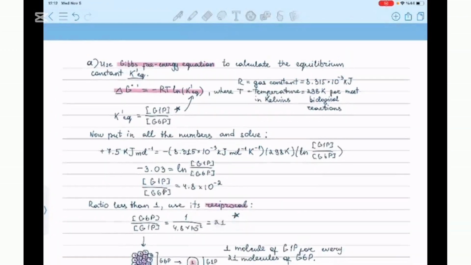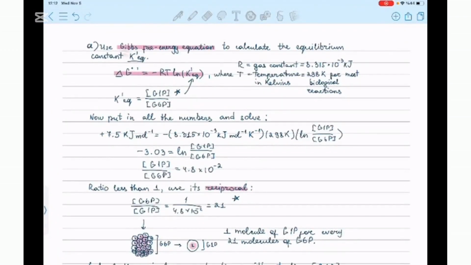For the first part of the question, we're going to be using the Gibbs free energy equation to calculate the equilibrium constant. This is the equation where R is the gas constant, T is the temperature in kelvins, this is the Gibbs free energy, and this is the equilibrium constant. As we know, the equilibrium constant equals this, the ratio of the concentration of G1P over G6P.